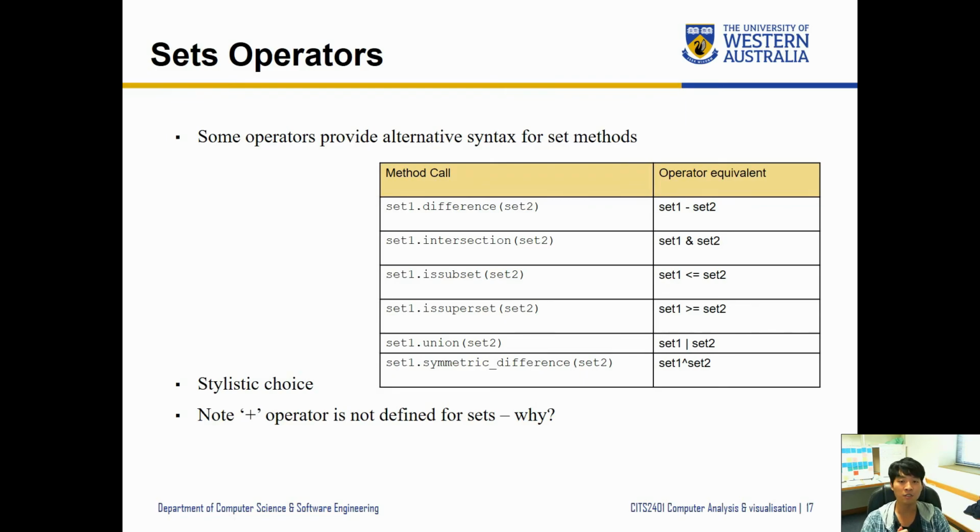There is one thing that is missing, which is union. So for union, you will have to write out the full method name because it doesn't have an operator assigned to it. Why do you think the plus sign is not used for a union? You can think about that by pausing the video. Or basically it has a potential ambiguity, whether it's an insertion or a union, right? So whenever something is not used for something, it's because of its ambiguity.